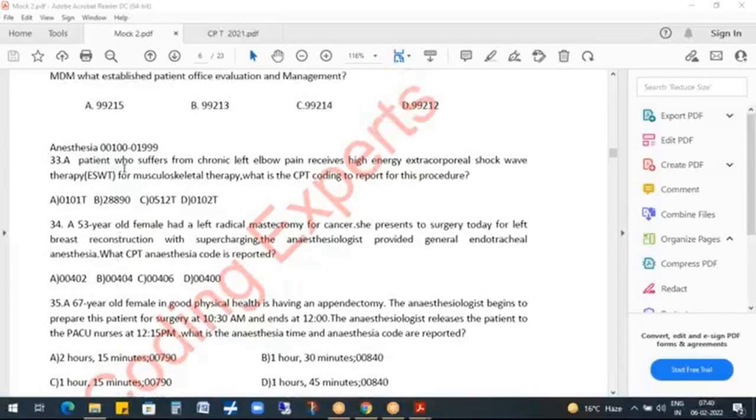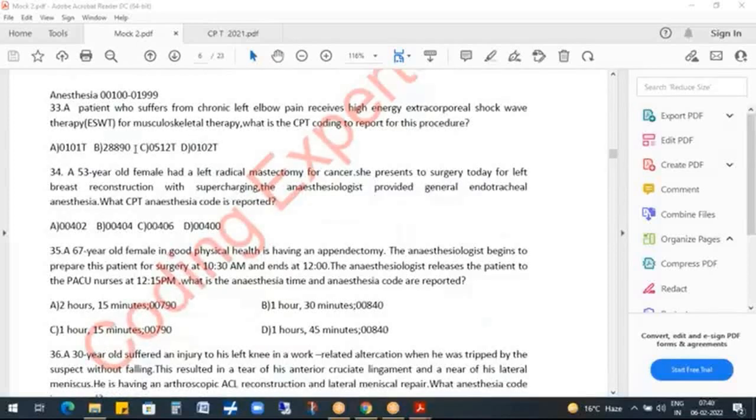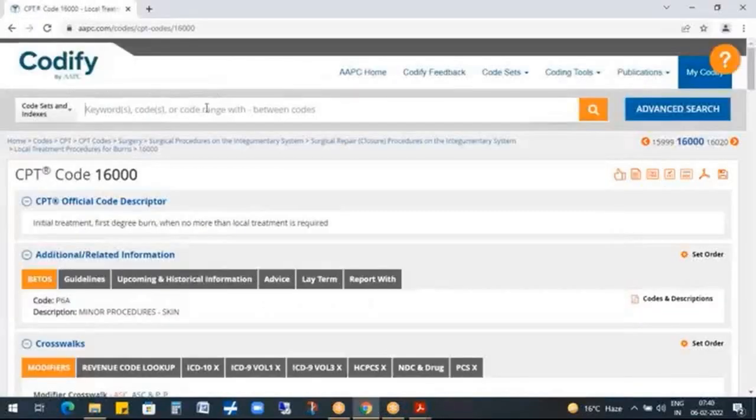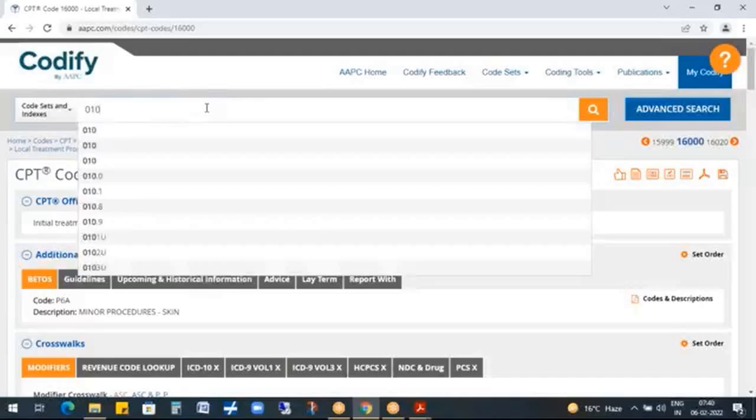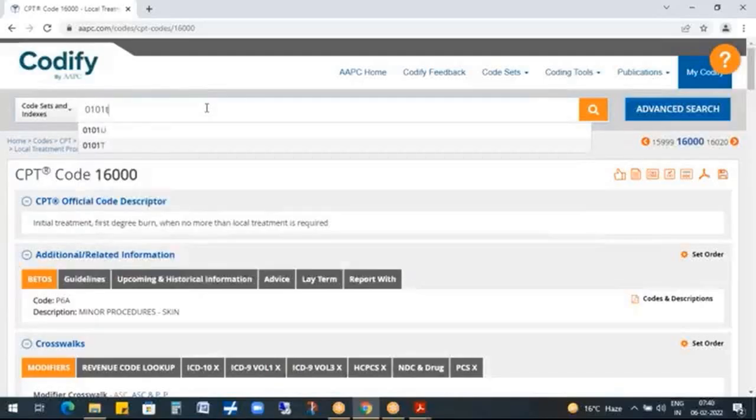33. A patient who suffers from chronic left elbow pain, high energy extracorporeal shock wave. What is the CPT code reported? See, if you are going to get a code from category 3, you can code it, Geeta. What's the doubt here? It's a direct question, right? You can tell me the codes, Geeta. What is option A in 33? 0101T, sir.